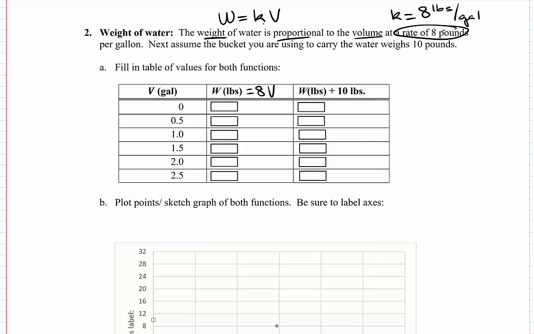You put that together there and there. Now, if you're using a bucket to carry water that weighs 10 pounds, that's extra weight. It's not the weight of the water, it's the weight of the bucket. It's extra. So that's why they've added on 10 here. So this equation would be 8v plus 10.